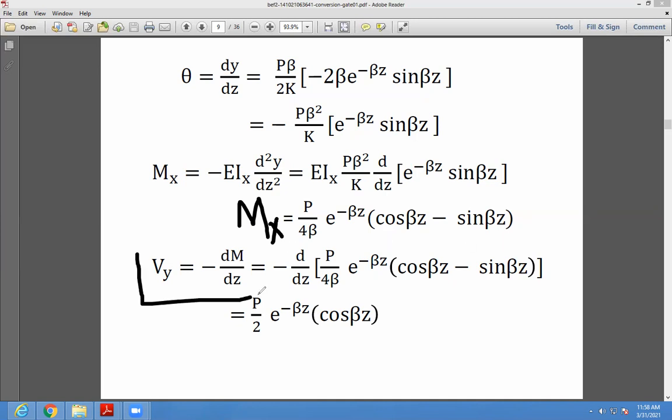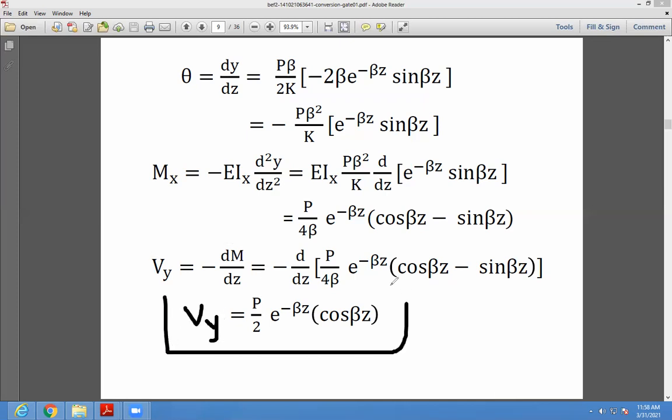Next, equation of shear force, rate of change of bending moment. So minus dM by dz. So take the derivative of equation of moment with respect to z. So we get the equation of shear force Vy is equal to P by 2 e raised to minus beta z cos beta z, right? So these are the equations of your deflection, slope, moment, and shear.